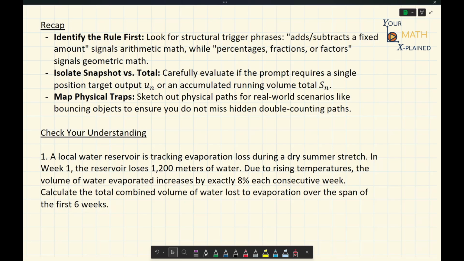And now it is your turn to give this a try. Can you find the solution to the problem on the screen here? Make sure to leave your answer in the comments below and let us know what other sequences and series topics you'd like to see in the future.